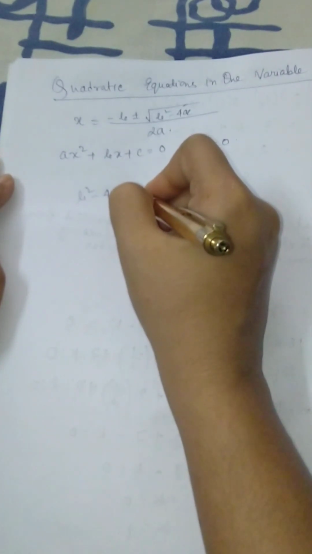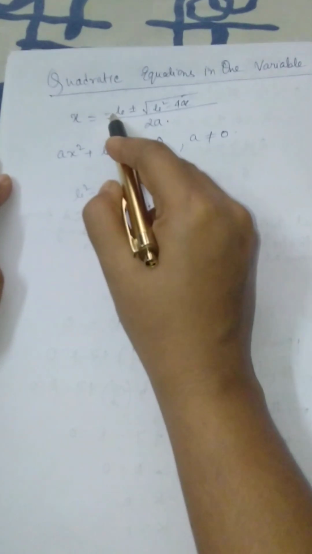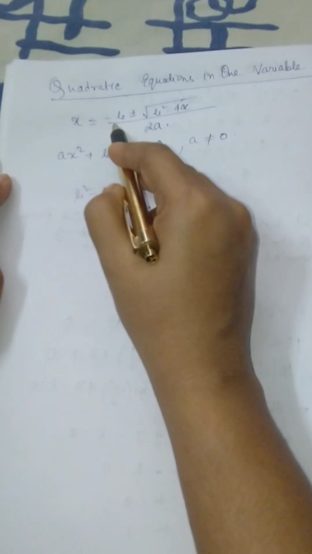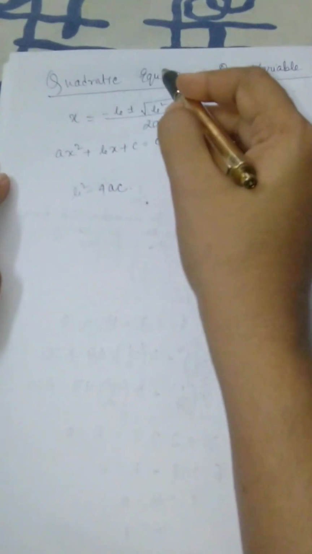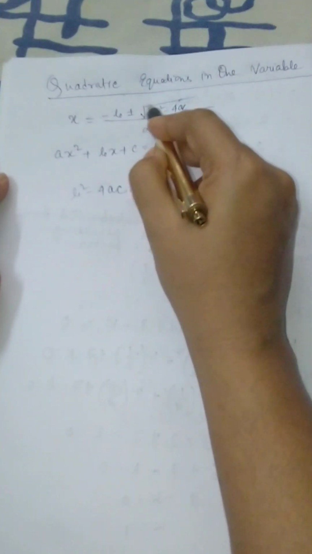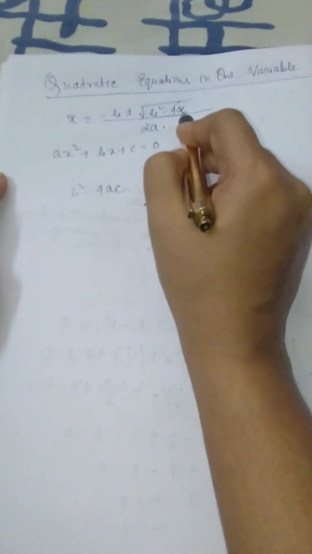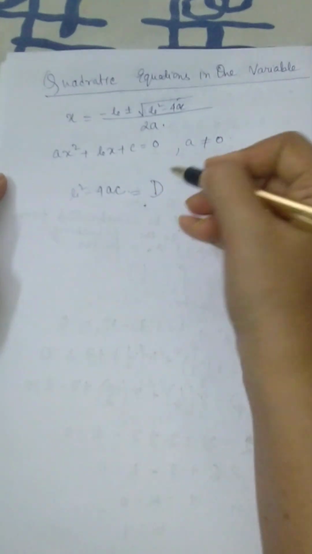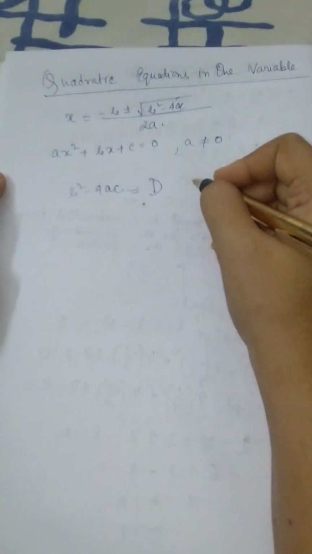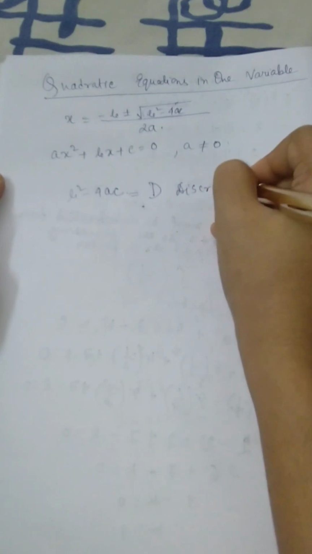Once again I am repeating that as of now we have learned how to find the root using the Sridhar Acharya formula. Now this root has different natures, and this nature depends upon the quantity within the square root. What is that quantity? That is b square minus 4ac. This quantity is denoted by D, which is called the discriminant.